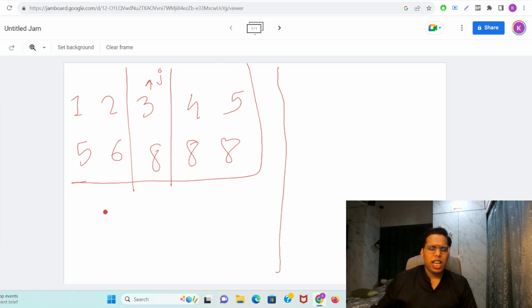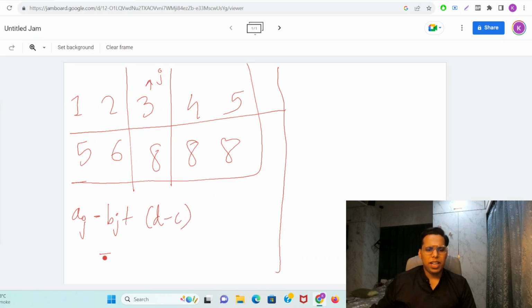I want A of J. This first is array A, then is array B. You know this much, right, guys? I want that AJ minus BJ plus D minus C becomes equivalent to some index I, AI minus BI.